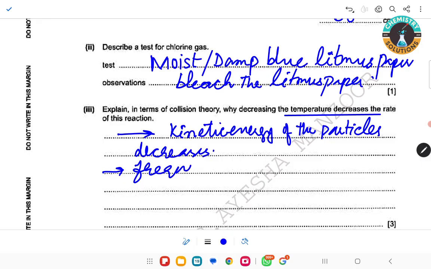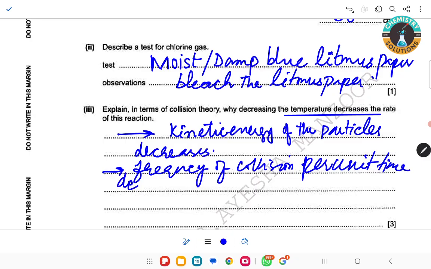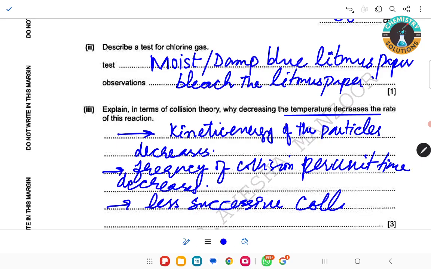Frequency of collisions per unit time decreases. Less successful collisions. So fewer particles have greater energy than the activation energy. So this is also a point which you can add.